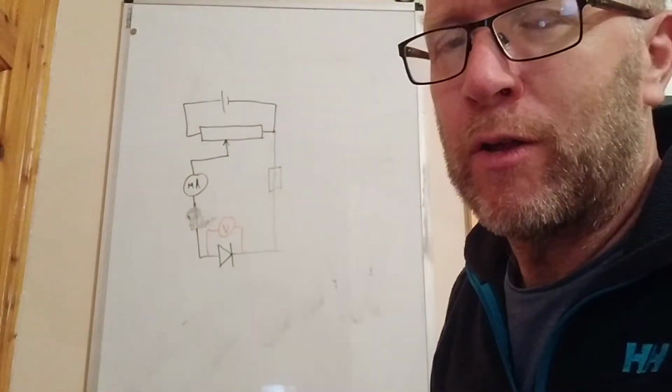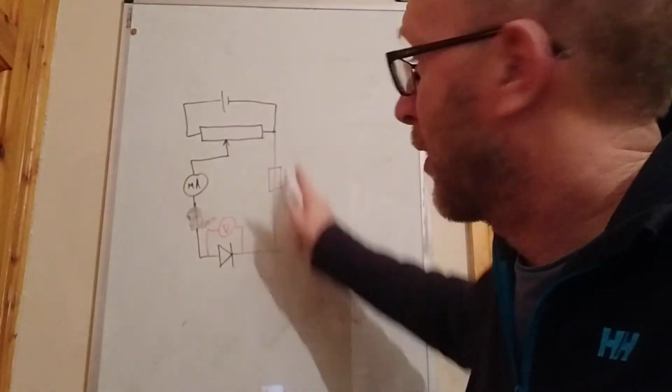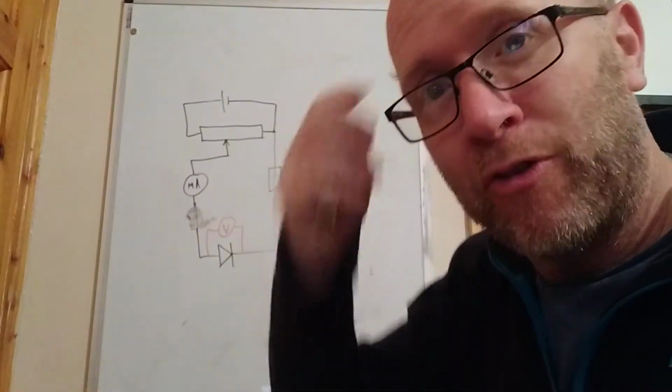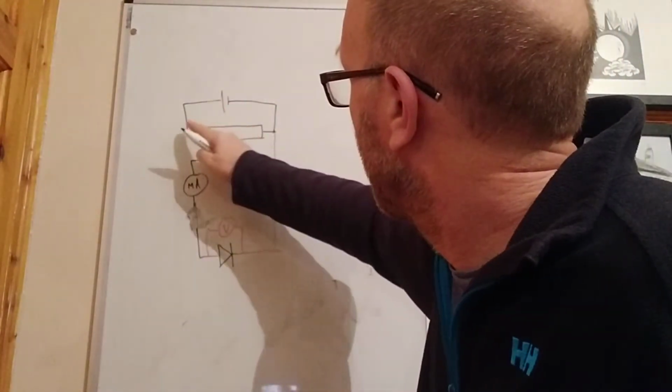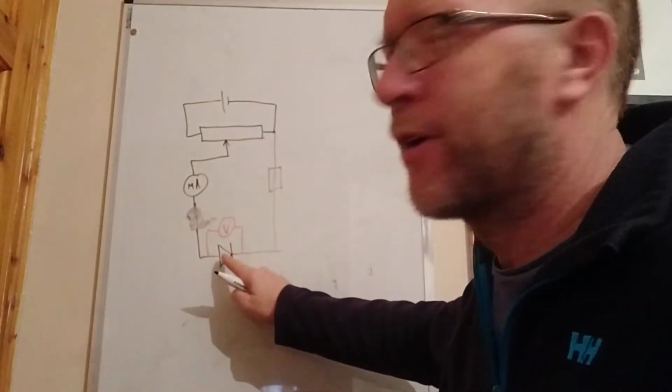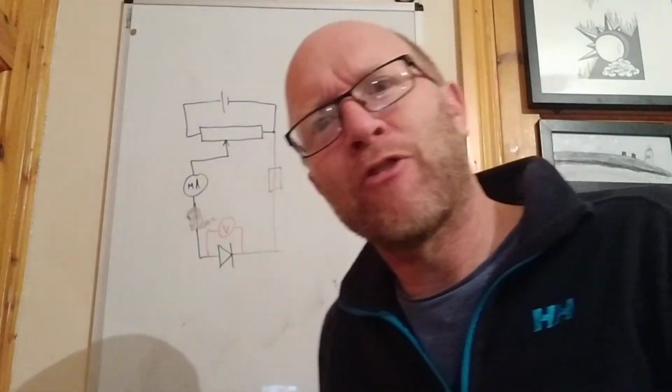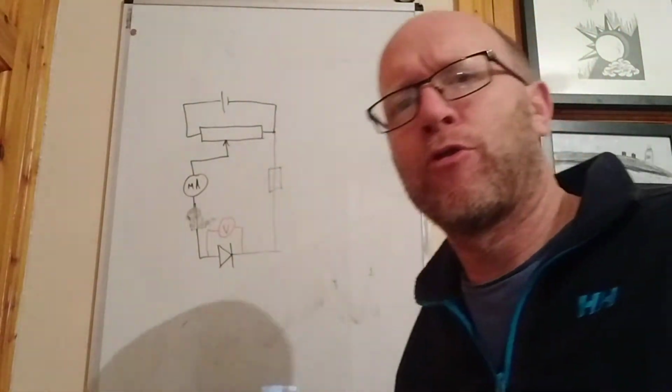Plus to the diode, arrows in the correct direction, so that's forward bias. Make sure you understand the idea of forward bias, going from plus to minus. You travel from plus to minus, and when you get to the diode, the arrow should be pointing in the direction you're traveling.